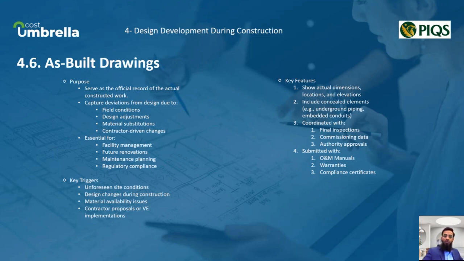Consultants typically review and approve the as-built submission as part of the project closeout process. These drawings are handed over to the client along with operation and maintenance manuals, asset tags, and system certificates. In many cases, authorities may also require them for occupancy or compliance. As-builts fall under RIBA Stage 6, which is handover. They symbolize the completion of the physical work and formal documentation of the project.